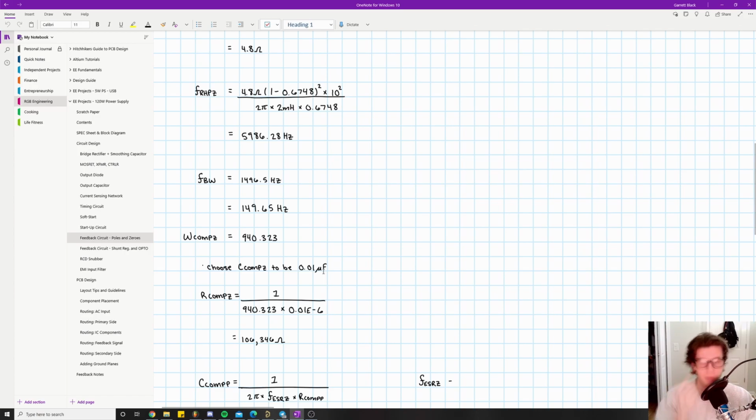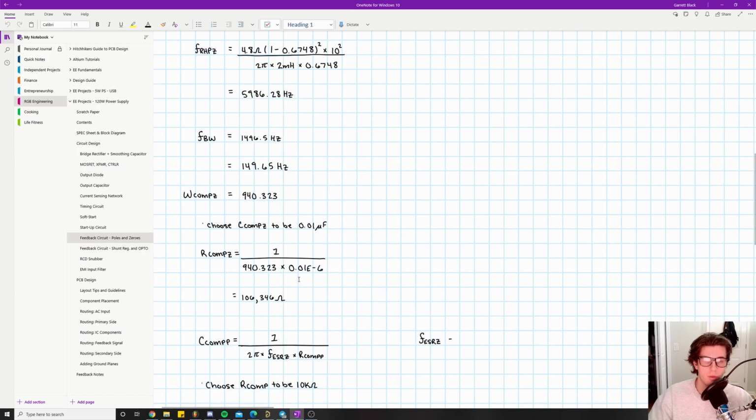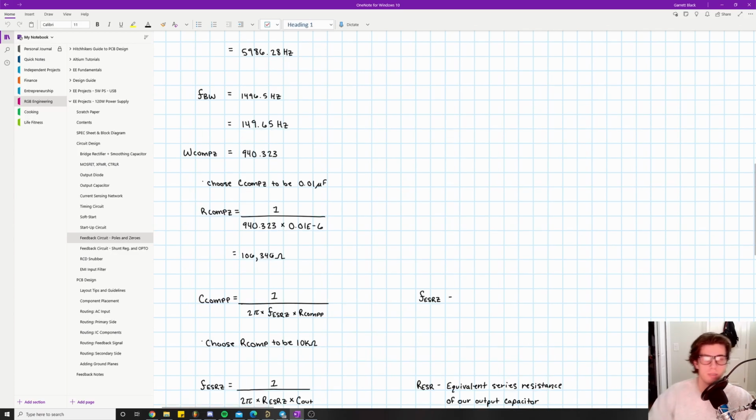You know me, if the data sheet says choose a value, it's way easier to do that than to try to do some complicated math. So we're going with 0.01 microfarad. Now the only thing left to do is solve for R comp Z, right? We plugged in this value for omega comp Z, and this value for C comp Z, and when you do the math, it comes out to be 106,346 ohms. Okay, so now congrats, we've calculated both C comp Z and R comp Z, so we're basically halfway done.